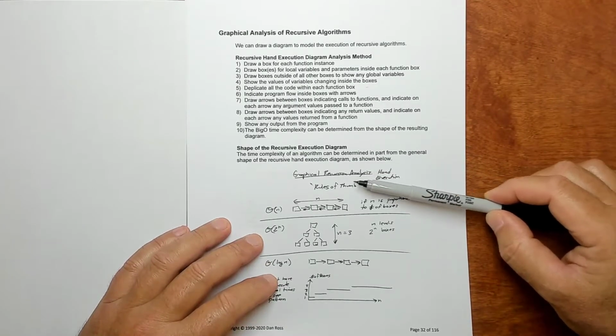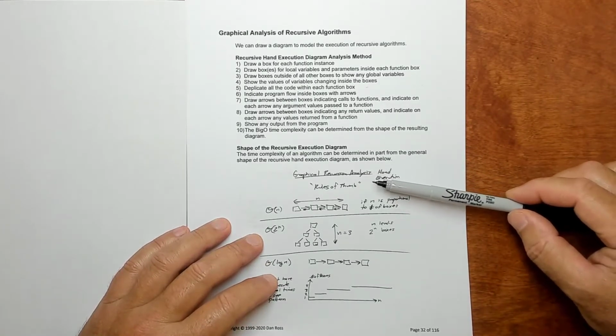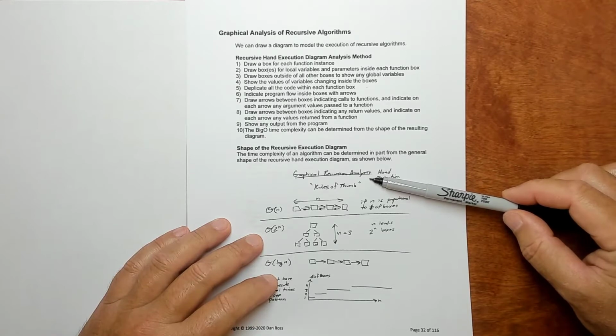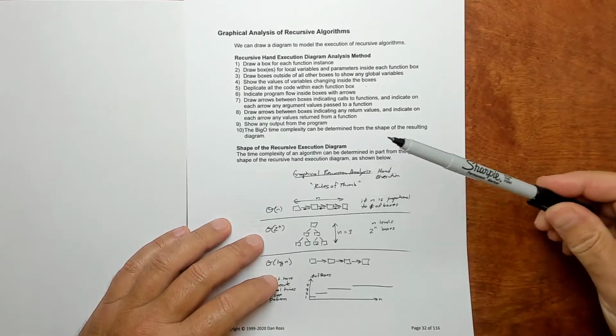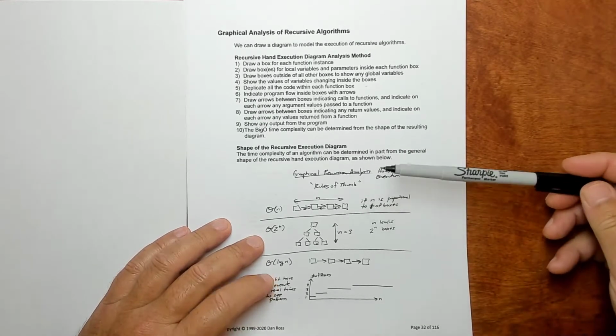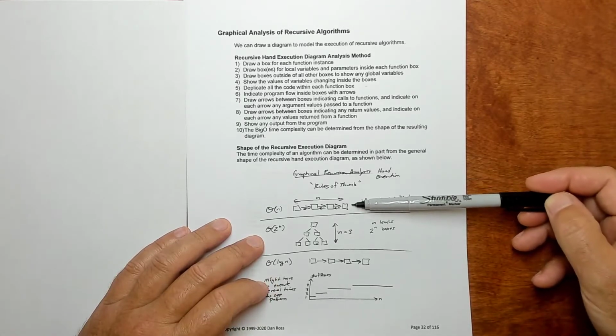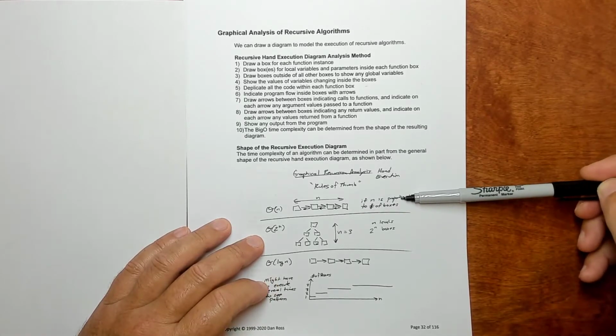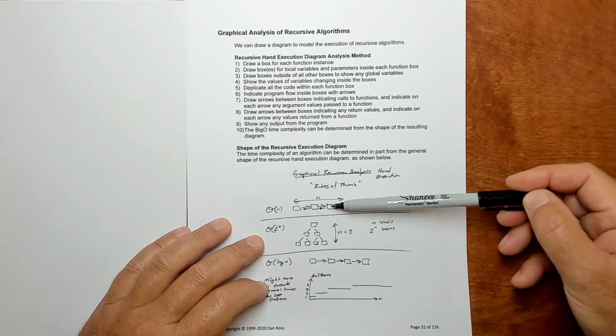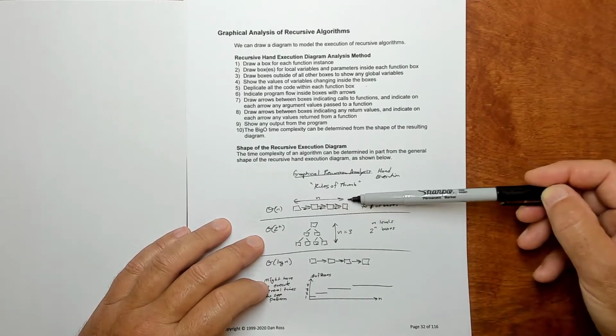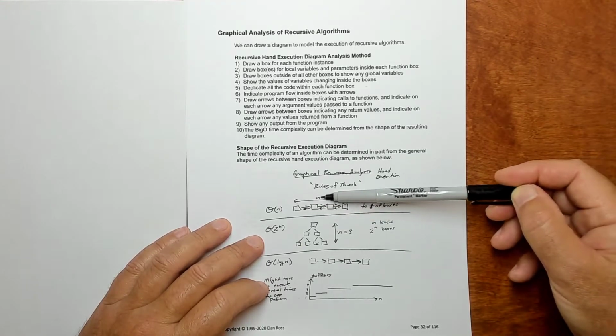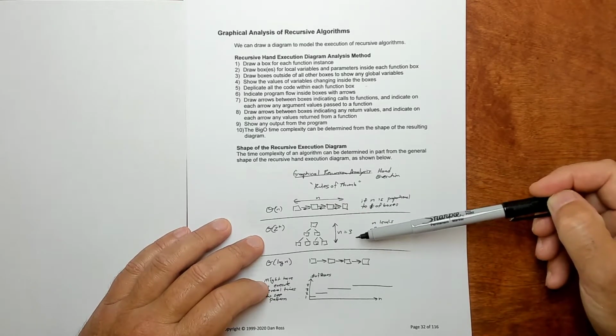But for time complexity purposes, we're going to draw these diagrams, and then we're going to look at the diagrams, and from that we can sometimes infer what the time complexity might be. For example, if the diagram looks kind of like this, where you have a bunch of boxes, each one of these boxes is a function call box, and the number of boxes is proportional to the problem size, n. That's going to be big O of n.